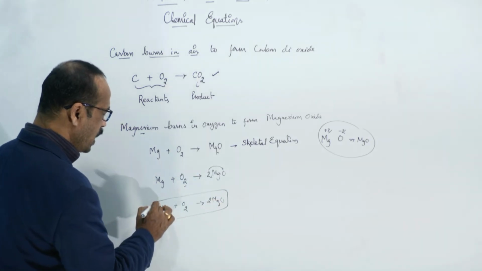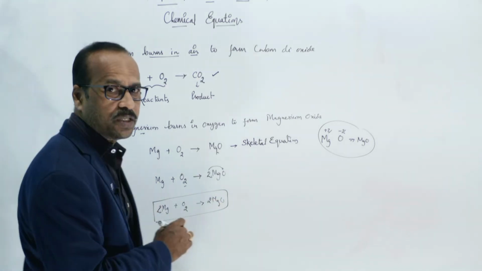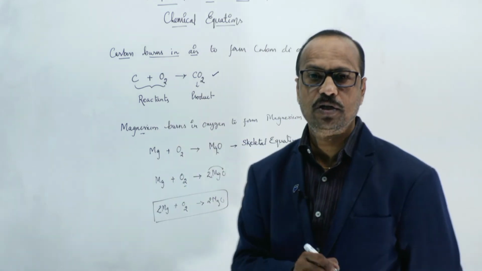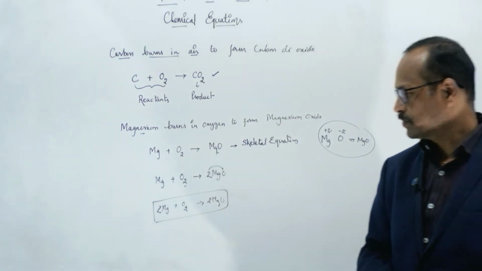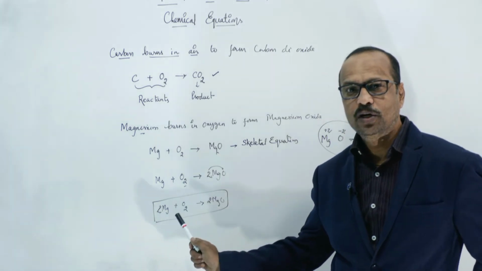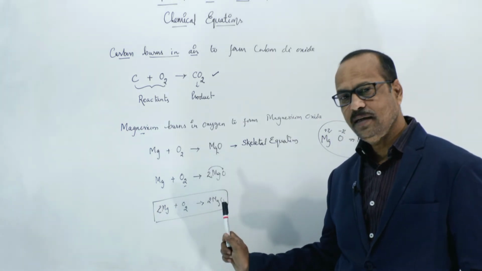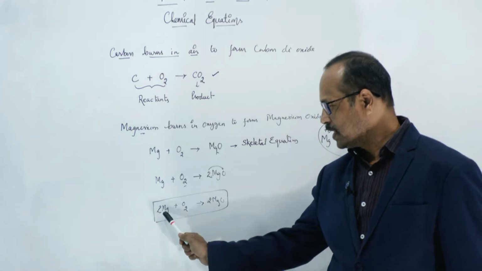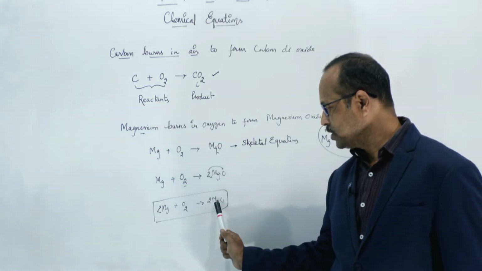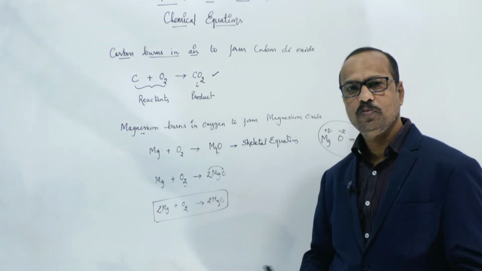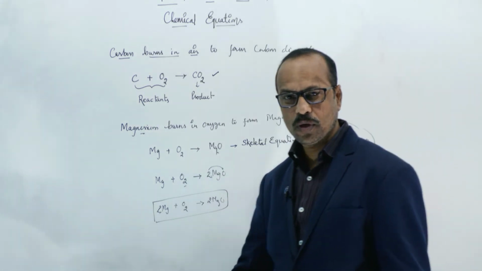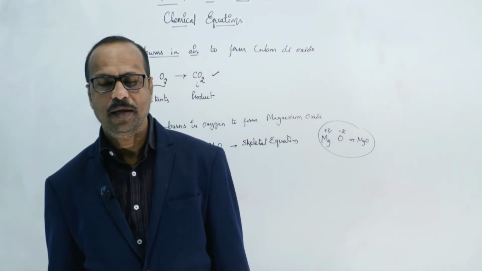That's all. Now this equation is said to be balanced. Why? Because the total number of atoms towards the left side and the right side is the same. So 2 magnesium atoms and 2 magnesium atoms, 2 oxygen atoms and 2 oxygen atoms. So on both sides the number of atoms is the same.